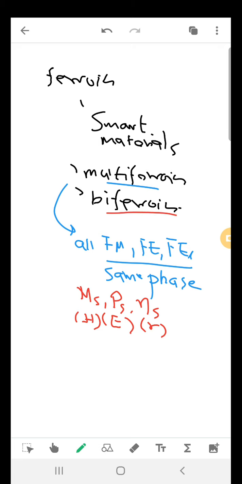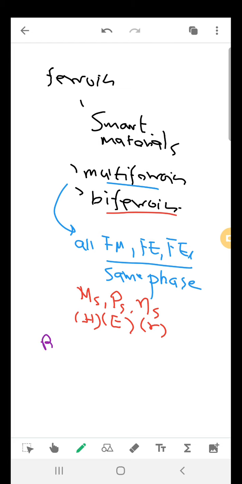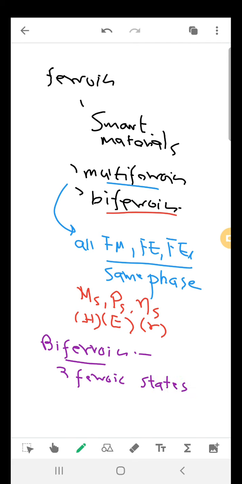Whereas these biferroics, these are materials in which two ferroic states occur in the same phase. The two ferroic states can be either ferromagnetism, ferroelectricity, or ferroelasticity, or any two of the three, they occur in the same phase.